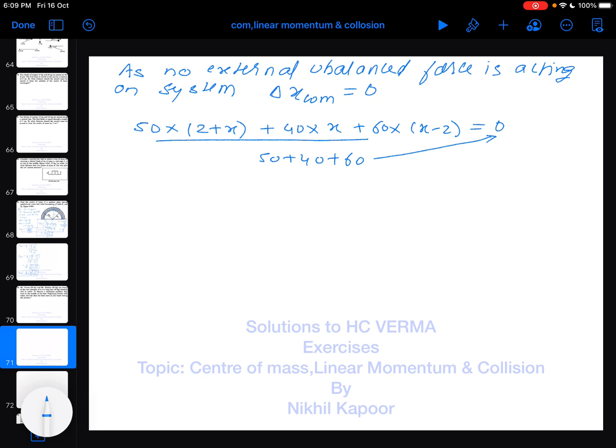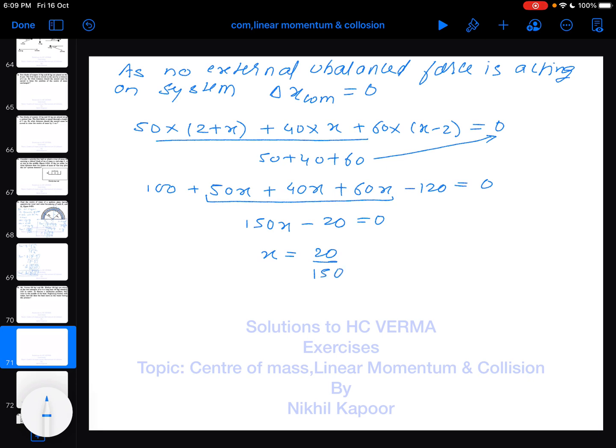Now let's open the bracket. 50 into 2 would be 100, plus 50x plus 40x plus 60x minus 120 equal to 0. Now let's add the x terms together. 60x plus 40x will be 100x. 100x plus 50x will be 150x. Minus 20 equal to 0. So x comes out to be 20 upon 150. This is in meter.